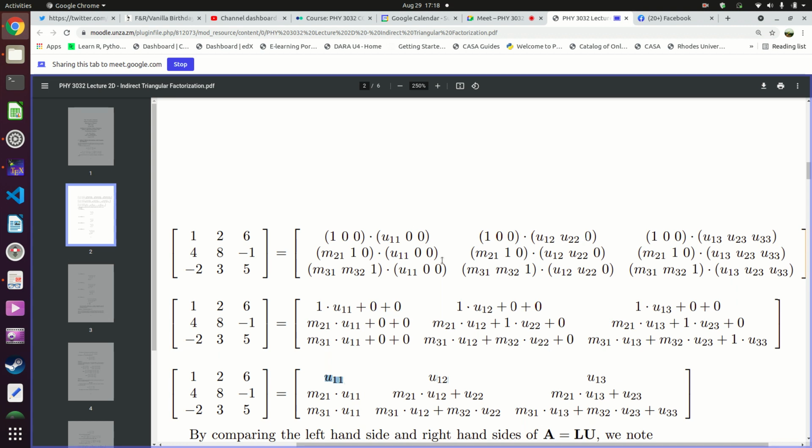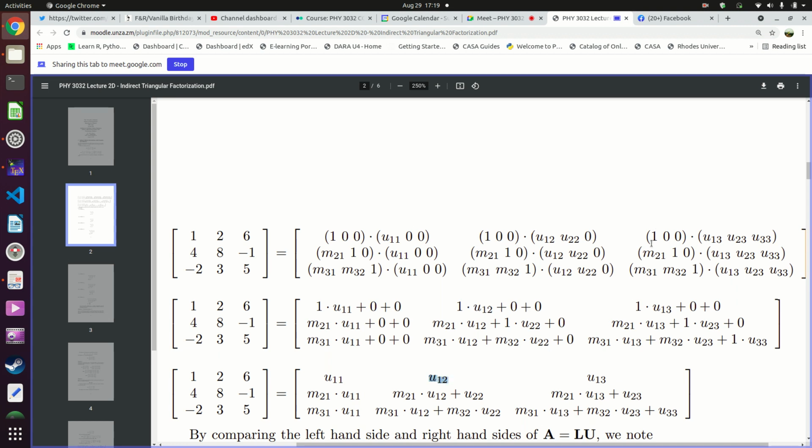It's clear. Then here, the first row multiplied by the second column, so that's going to be 1 times U12, that's what you have here, plus 0 times U22, you end up with a 0, plus 0 times 0, you end up with a 0. When you add all these, you end up with U12.